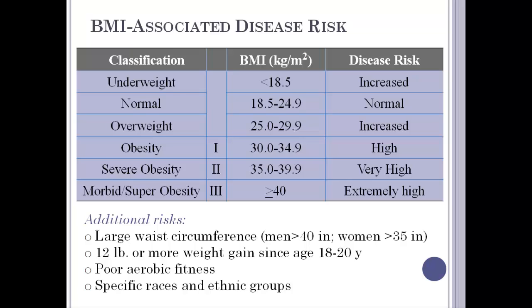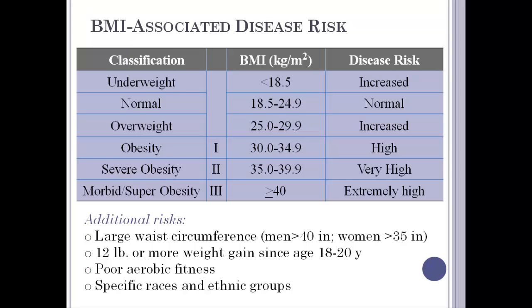On the right-hand side of this table, you'll see that a normal weight gives you a normal disease risk, whereas being underweight or overweight gives you a slightly increased disease risk, and being obese, severely obese, morbidly obese, or super obese gives you a high, very high, or extremely high risk for disease.